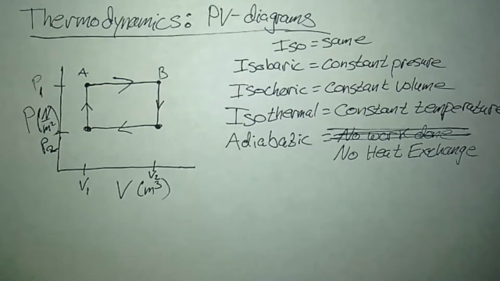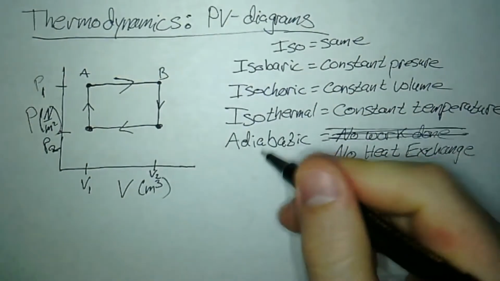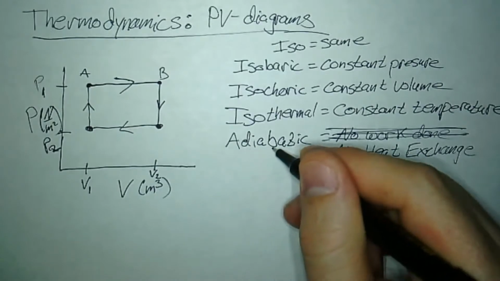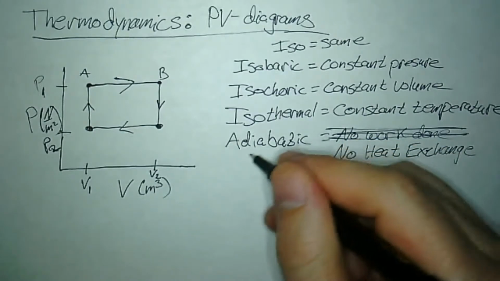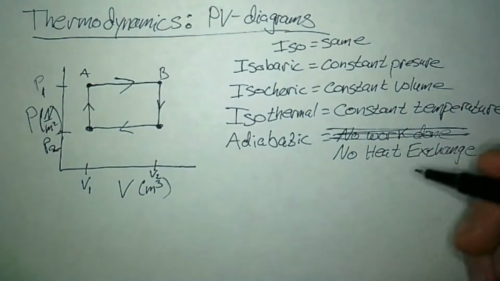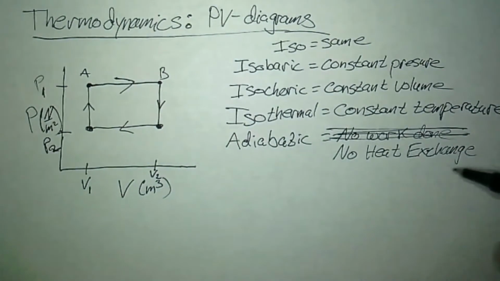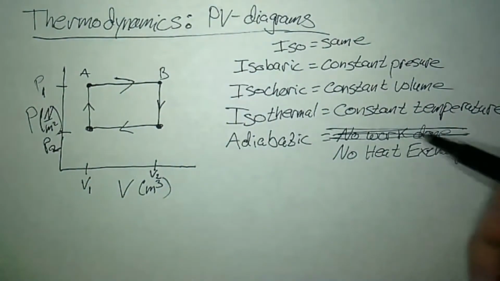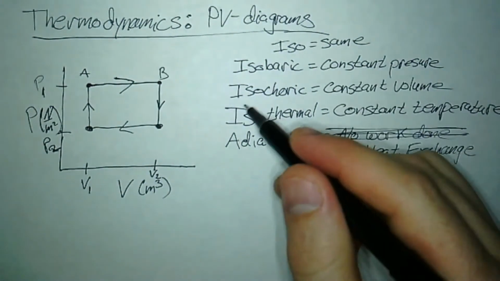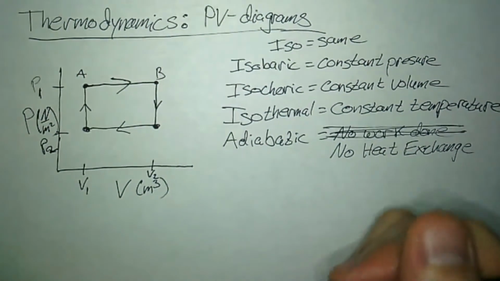A good way to remember that, for me at least, a little mnemonic device is Diab, like Diablo, like the devil. So about heat, no heat exchange means you're not changing your heat in an adiabatic process. But we'll talk about the isotherms and adiabats later if we need to.